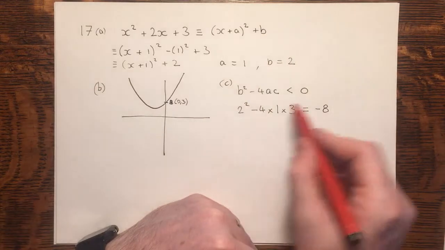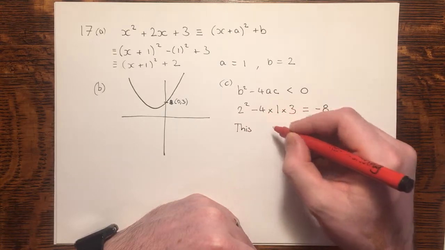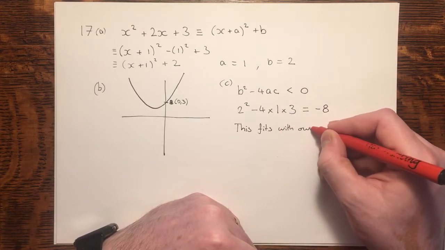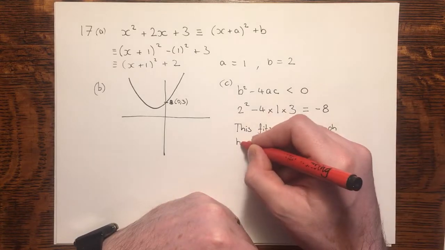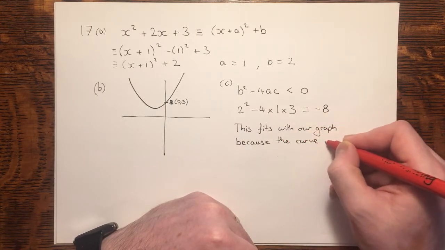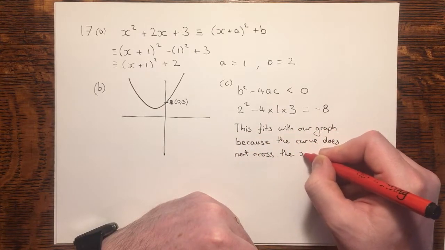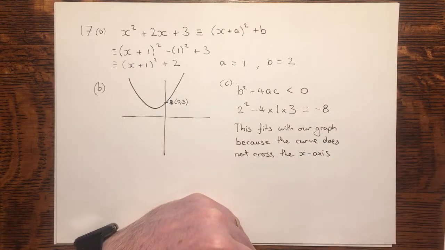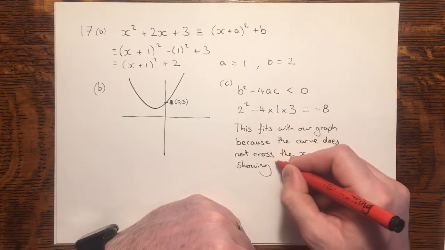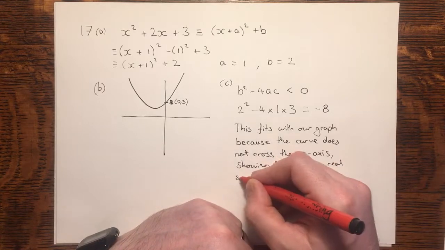In part C, we found that the discriminant is negative. This fits with our graph because the curve does not cross the x-axis, showing there are no real solutions.